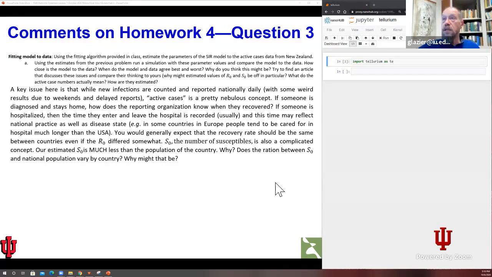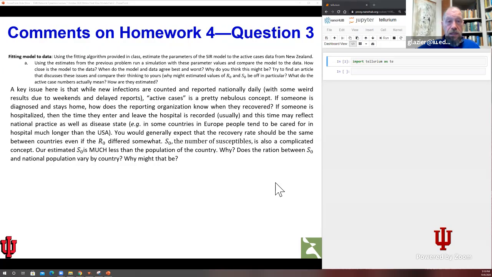Question 3 was fitting the data. Now, this is one of the places we set a trap. So initially, when we did this, we fit the new cases data. And the problem with the new cases data is it doesn't really tell you anything directly about the recovery time.